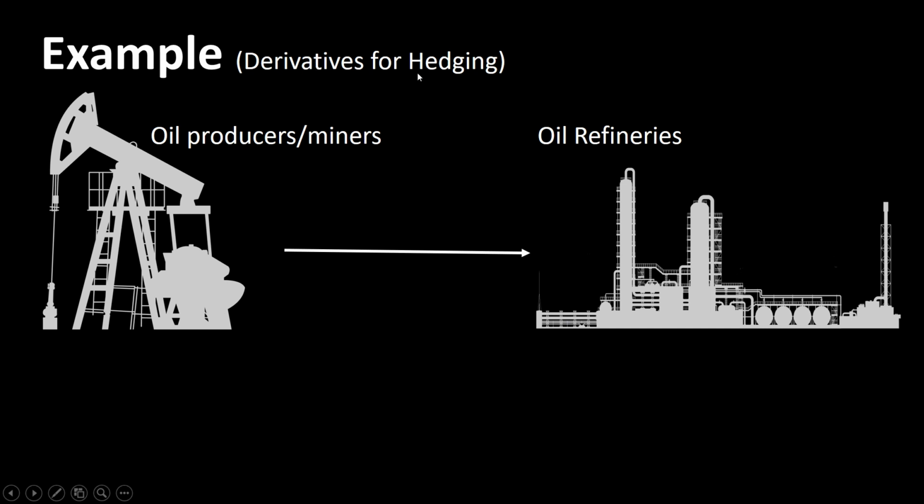Example, this is how derivatives came into existence. So derivatives for hedging. These are oil producers or the miners, the people who do the drilling and the exploration, and then there are oil refineries. So oil producers, these are the sellers. They sell oil to oil refineries. So these guys are the buyers.